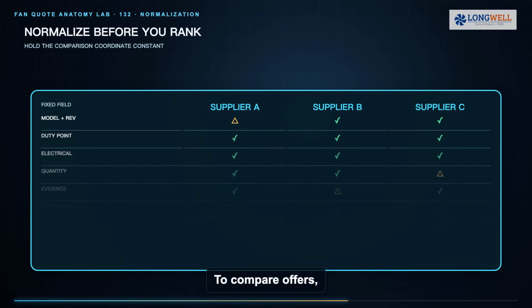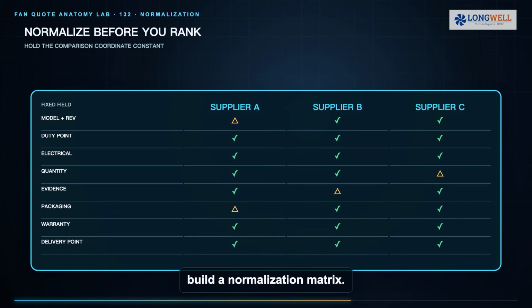To compare offers, build a normalization matrix. Hold the model and revision, duty point, electrical configuration, environment, quantity, evidence package, packaging, warranty scope, currency date, and delivery point constant. Mark every line as included, excluded, estimated, buyer supplied, or not applicable. Then place supplier differences beside the changed assumption. This exposes real commercial choices without forcing unlike quotations into a false lowest price ranking.